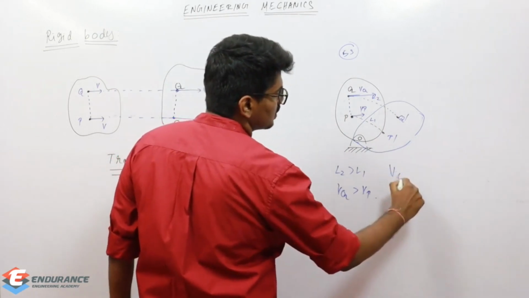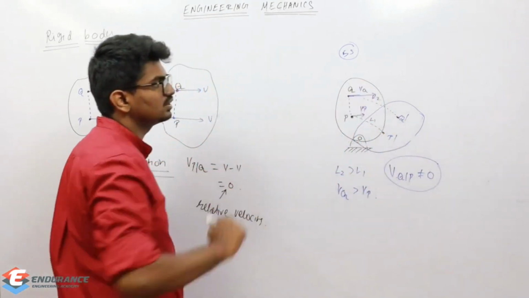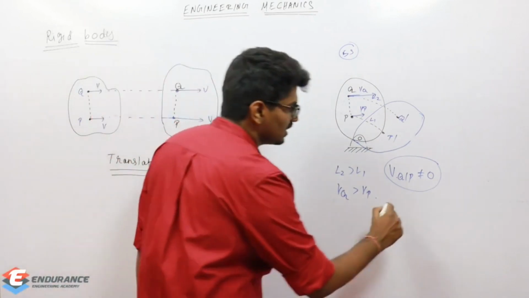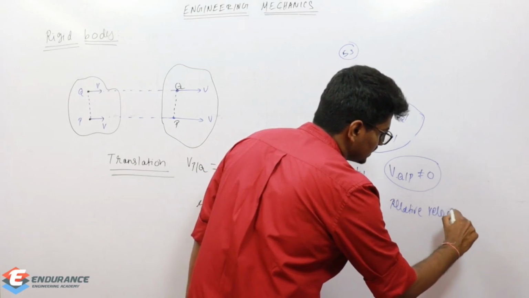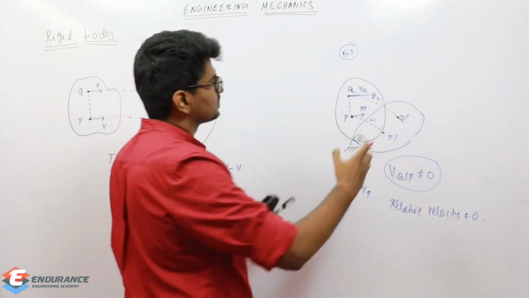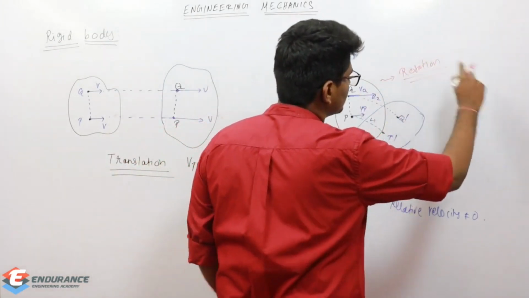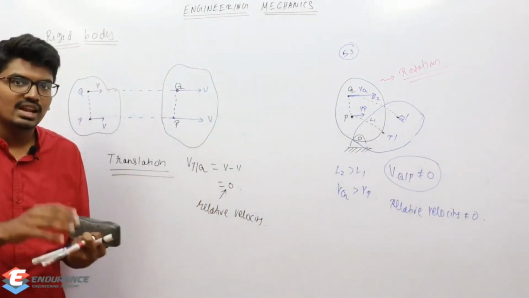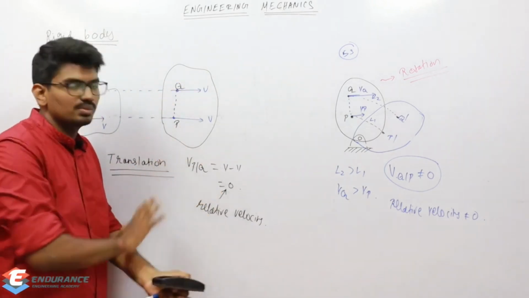So now the velocity of Q with respect to P is not equal to 0. The difference between these two, VQ minus VP, will give me the relative velocity. So the relative velocity is not equal to 0. This is the case of rotation, in fact pure rotation. So when there was a translation, the relative velocity between the 2 points, even perpendicular to the line, was also 0.